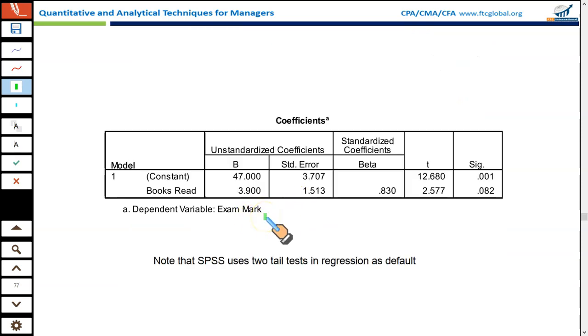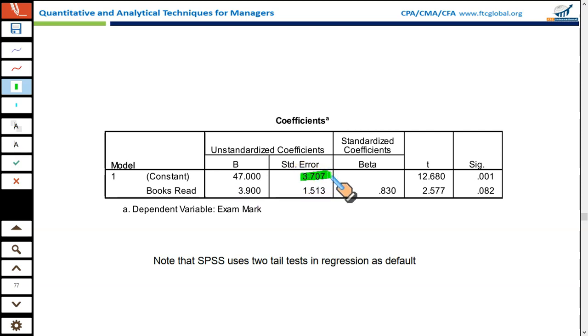So here are some results using SPSS. We got 47 as your constant, which you call the y-intercept. Basically this is the intercept representing the predicted exam mark when the number of books read is 0. Even if no book is read, this is what a student will get. So it indicates that if a student doesn't read any book, their expected exam mark would be 47. Okay, this is what we determined just now. This 3.9 is the slope of the regression line, indicating that every book you read, your exam mark will increase by 3.9%.